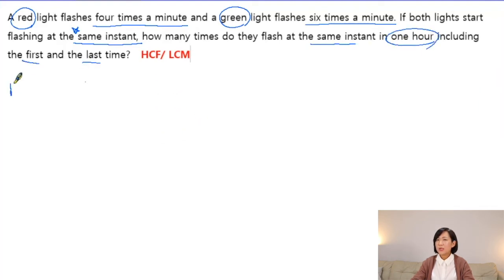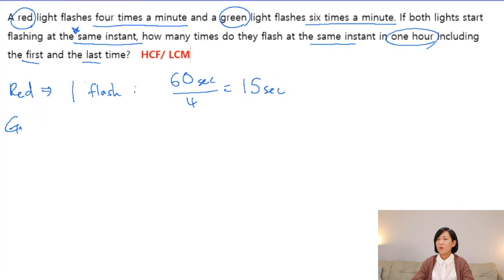The red light flashes 4 times in a minute. That means, think about it, one flash takes how many seconds? Since you've got 4 times in a minute, 60 seconds, right? So since we know that in 60 seconds there are 4 flashes, divide by 4 makes 15 seconds. That means every 15 seconds we've got 1 flash, right? Then the green light, every 60 seconds, has 6 flashes. That means every 10 seconds it flashes, right?